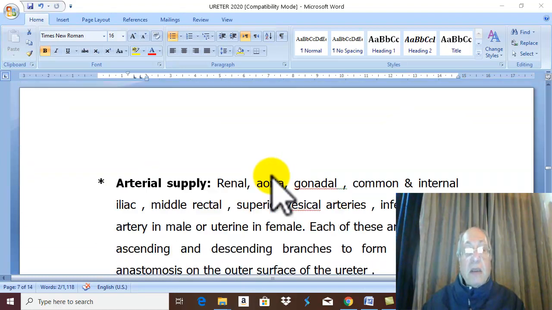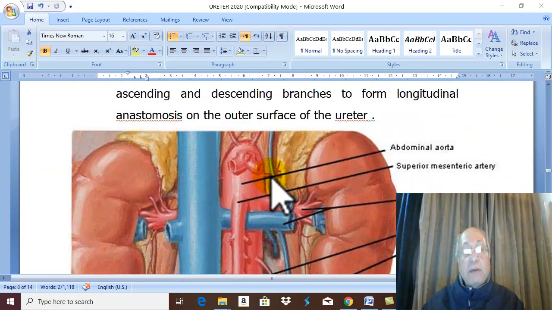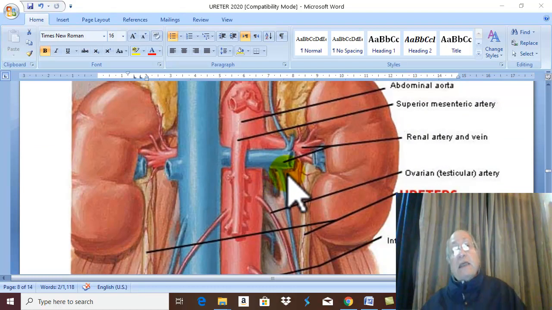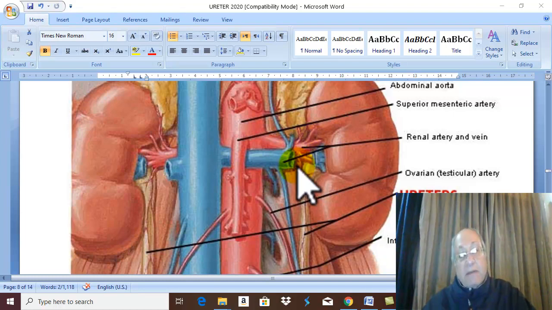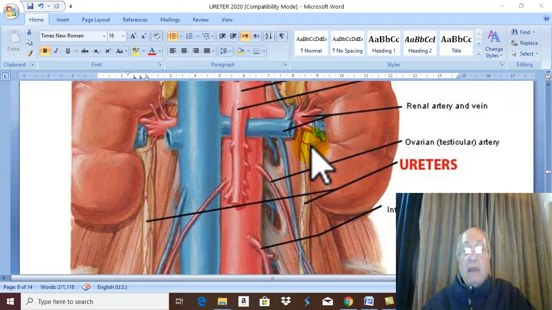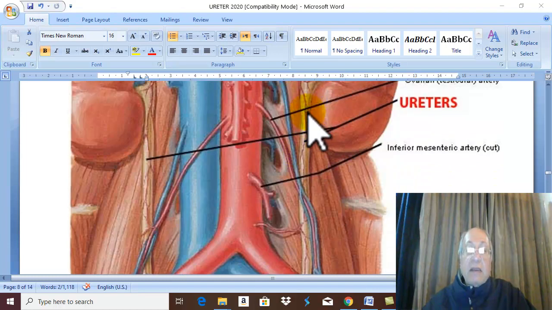What is the arterial supply of the ureter? When the ureter passes beside an artery, it takes a branch from this artery. How? The beginning of the ureter takes a branch from the renal artery. Then the ureter passes beside the gonadal artery and takes a branch from the gonadal artery.